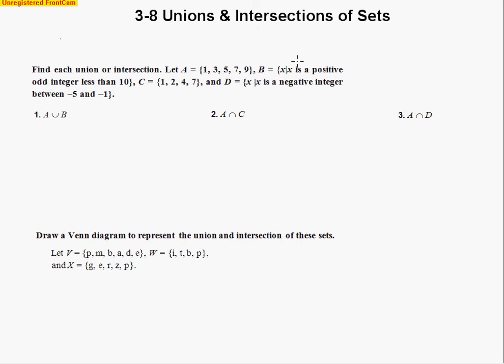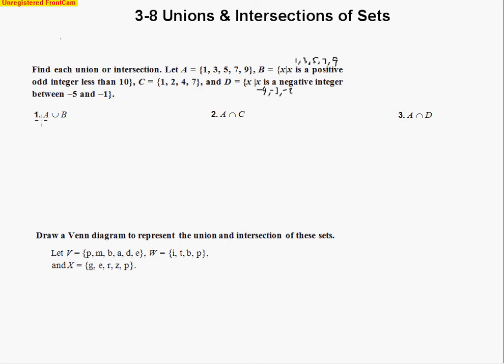So positive odd integers, so it'd be like 1, 3, 5, 7, and 9. Those are less than 10 there. C is just these four numbers. D is all values of x such that x is a negative integer between -5 and -1. So a negative integer between those would be like -4, -3, and -2. So let's take a look at possible values here.